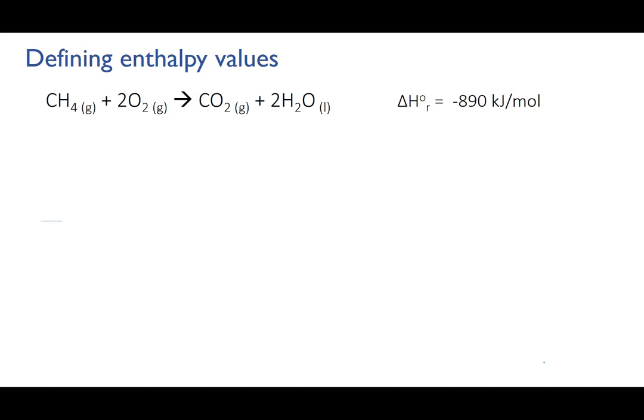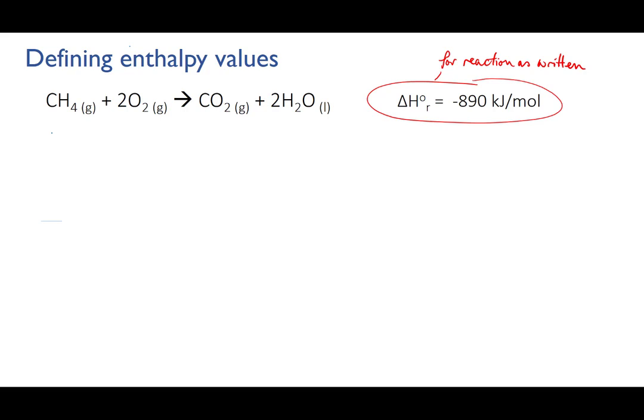Now let's look at a different reaction, a combustion reaction. Here we're going to burn methane in oxygen to give carbon dioxide and water. The enthalpy of reaction this time is minus 890 kilojoules per mole, and that means that if we run this reaction as written, that is with 1 mole of methane and 2 moles of oxygen, we will get 890 kilojoules of energy out. It's exothermic.